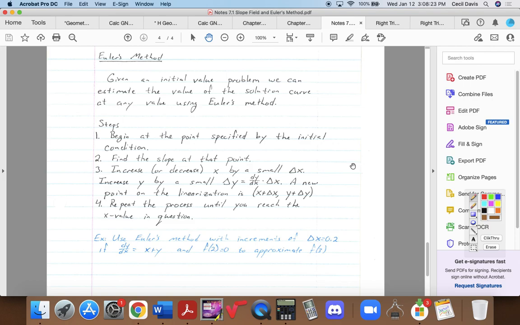Okay. What if I have this condition where every problem says use Euler's method? You have that condition. Yeah. I just read it and it says Euler's method.